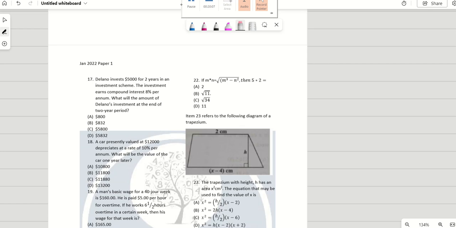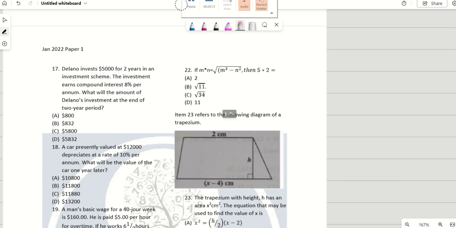Right, let's look at number 17. Delano invested 5,000. Zoom this up. 5,000 for 2 years in an investment scheme. The investment is a compound interest of 8% per annum. What will be the amount of Delano's investment at the end of the 2 year period? Alright? This for number 17, they're asking you for the amount, right? And this is a compound interest.